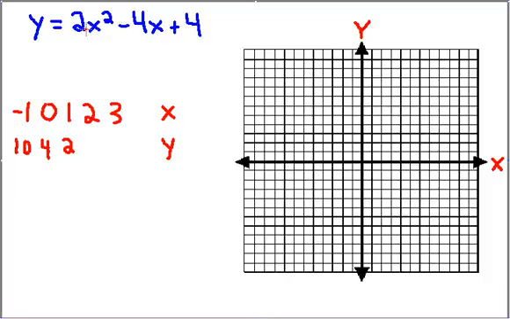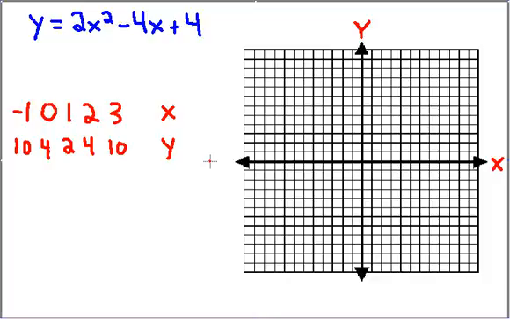X is 2. Place that within the formula and calculate it out. 2 squared is 4. 4 times 2 is 8. 2 times 4 is 8. 8 minus that 8 is 0. 0 plus 4 is 4. So when x is 2, y is 4. And lastly, for 3, 3 squared is 9. And 9 times 2 is 18. 3 times 4 is 12. 18 minus 12 is 6. And 6 plus 4 is 10. So when x is 3, y is 10.